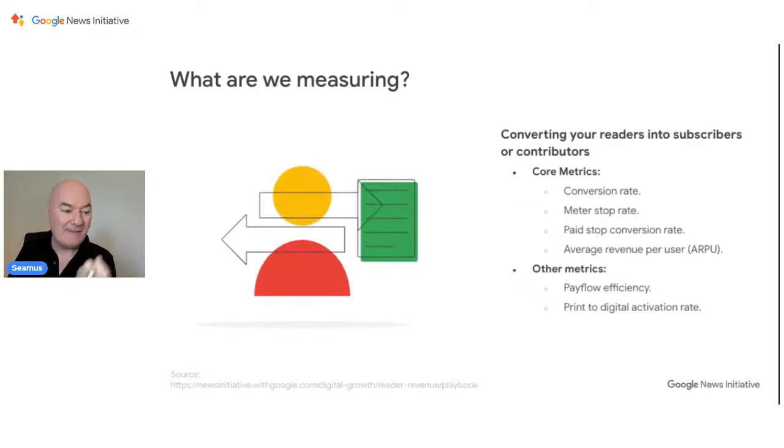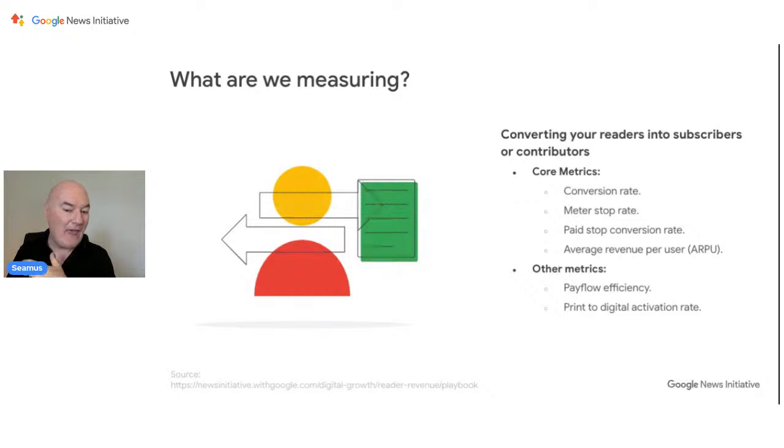Then we have the paid stop conversion rate. Just useful to explain this, because these may be terms that you haven't come across before. This is unique users who subscribe versus the unique users hitting the paywall. Again, some of this is a little bit tricky. You can look at the playbook, get your head around this, and we'll go into more detail, for example, about the meter stop rate in just a moment.